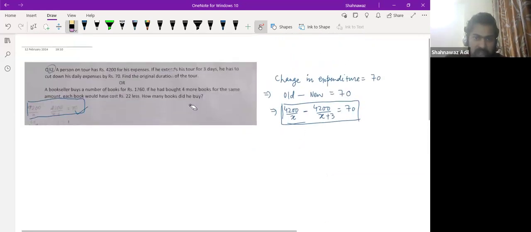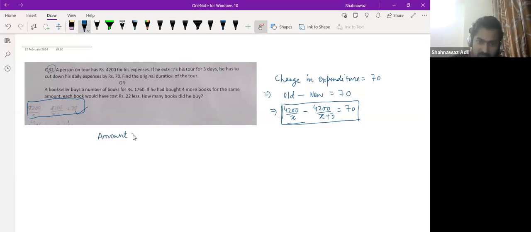So, a bookseller buys a number of books for Rs 1760, right? So then, what are the two unknowns in this question? Again, this is a similar question. Cost of each book and the number of books. Yes, total amount is 1760, and then the cost of each book, that is X, and the second one is number of books.